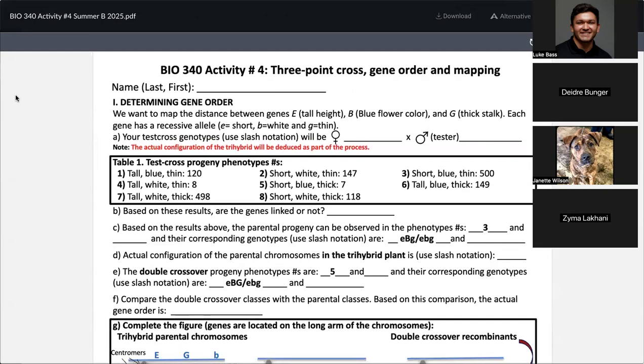So looking at this first, I want to annotate real quick. When you set up your test cross, you want to have a trihybrid genotype going against your tester.